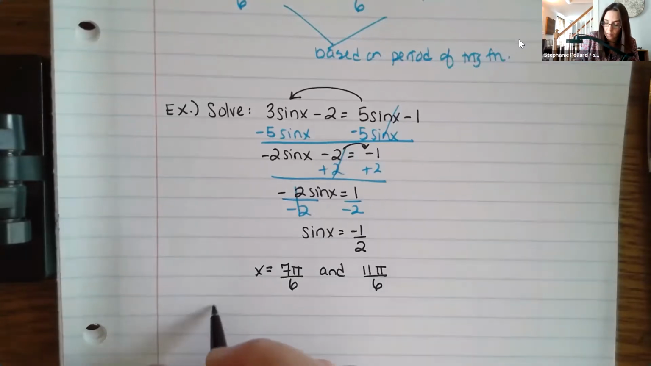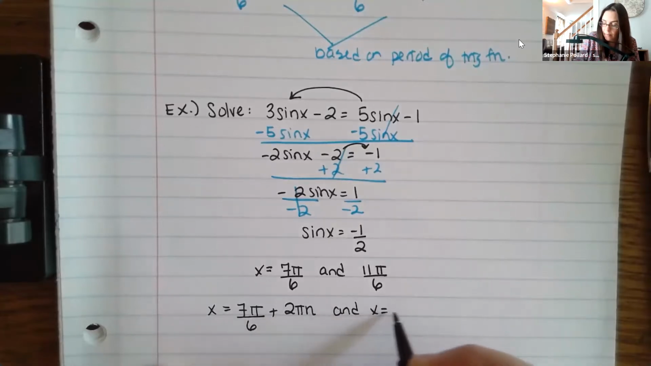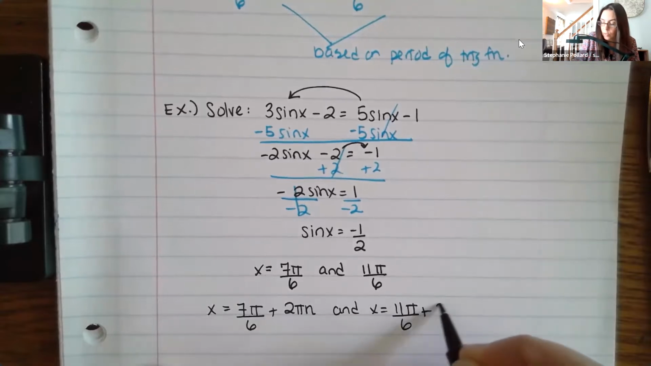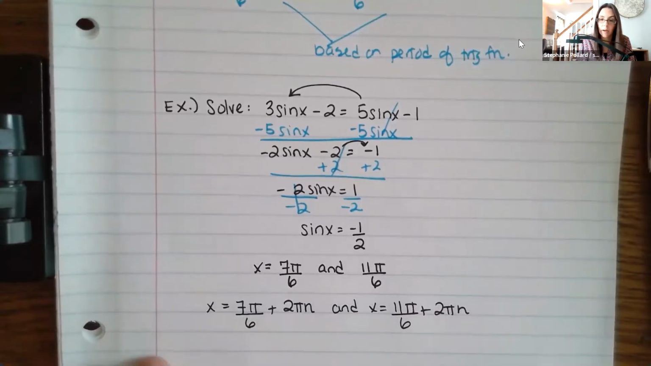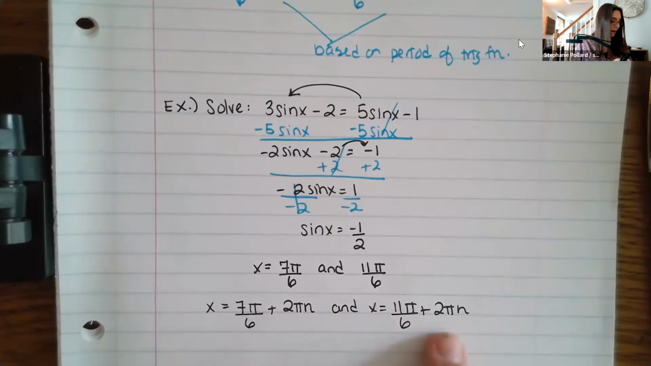So our final answer will be 7 pi over 6 plus 2 pi n, and also 11 pi over 6 plus 2 pi n, or 2n pi, whatever you want to write. So again, these are our 2 answers on the first period, but that function continues forever. And because the sine function has period 2 pi, that's why we're adding 2 pi n. So you want to be really careful what function you're dealing with. For sine, we typically start between 0 and 2 pi, and then our period is going to be 2 pi. So that's what's getting added on here.